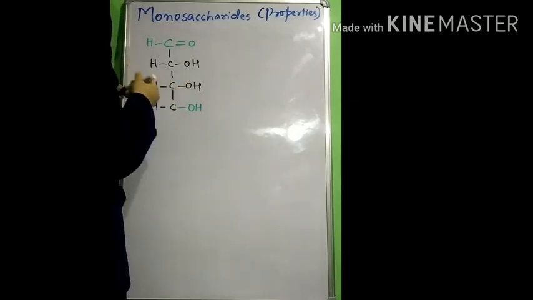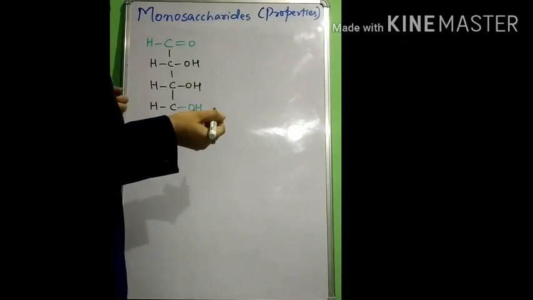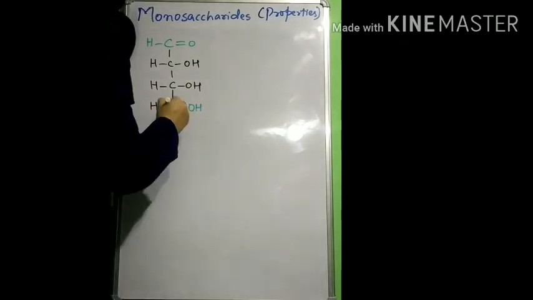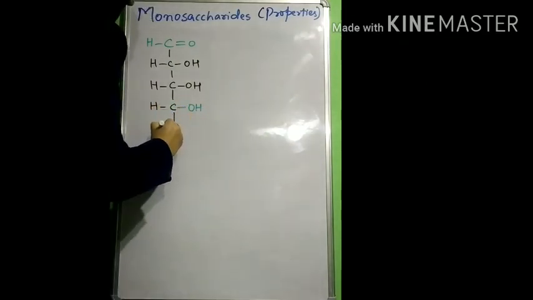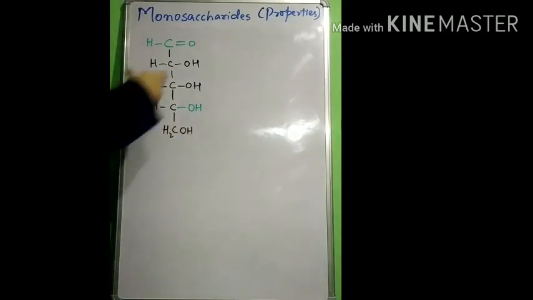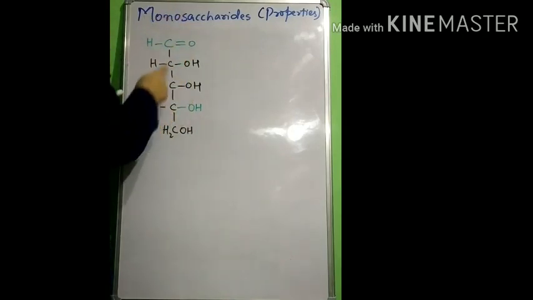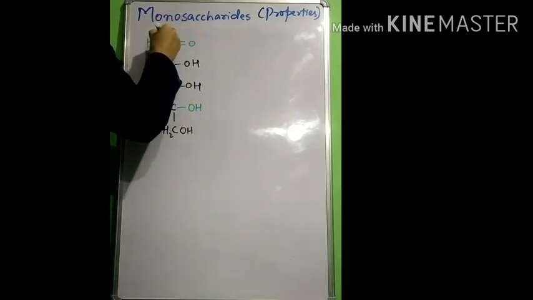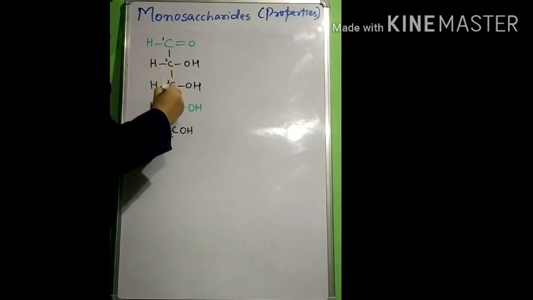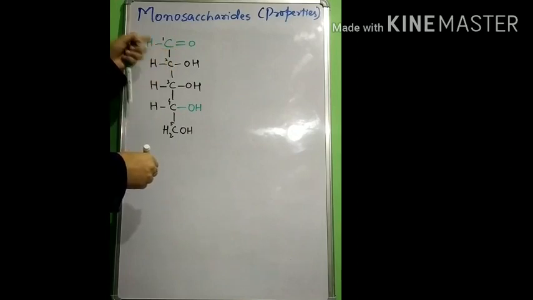Do you remember that aldehydes and alcohols react to form what? Hemiacetals. Okay, that's very important. So you have CH2 and OH. Can you guess which sugar it is? Which monosaccharide it is? Let's label the number of carbons: 1, 2, 3, 4, 5. It's having 5 carbon atoms, and it's an aldehyde group. It is aldose. It's pentose.